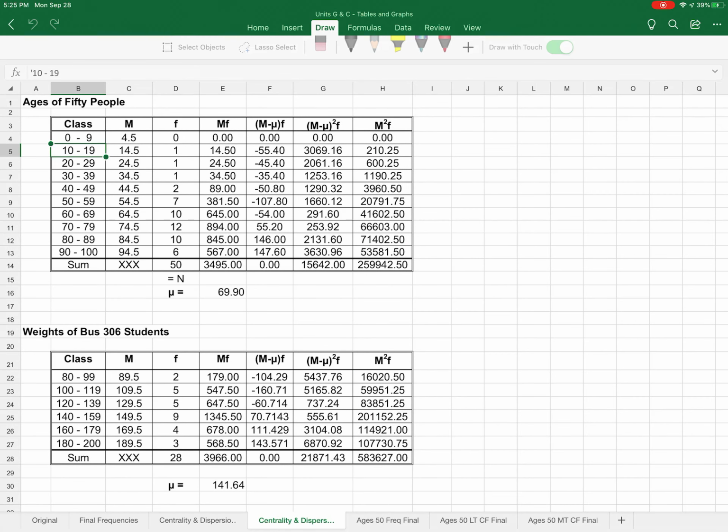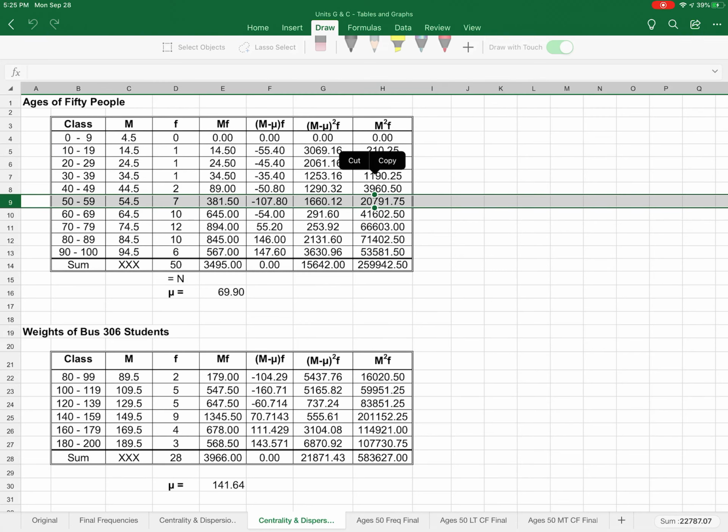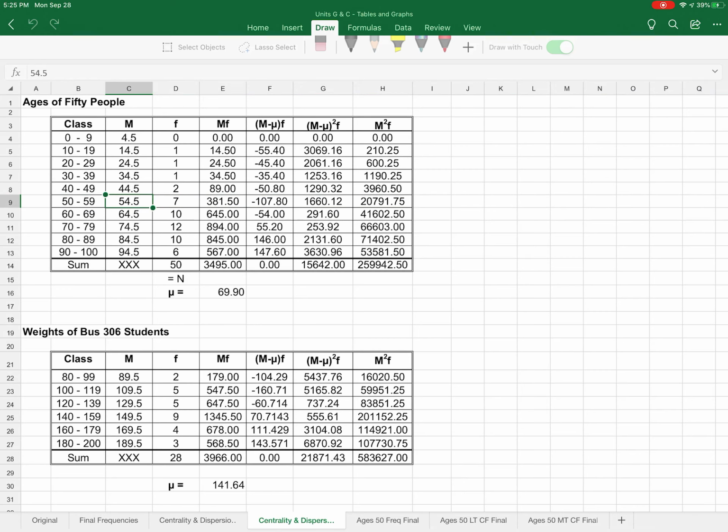So what we do is, and I'm going to go a little further down here, maybe to the 50s, so I'll look at row 9 here. We find out a class mark, so 54.5, and its frequency, which is 7. Then we multiply them together to get that. Of course, that's going to be used to calculate our mean. And again, we're not going to look at this column here. We've looked at column F.